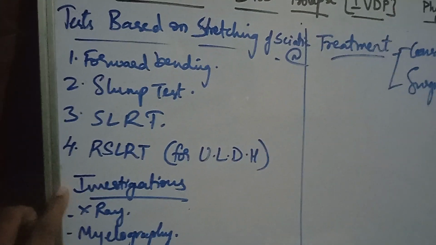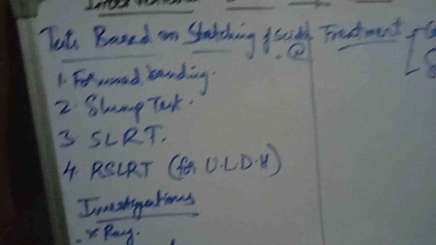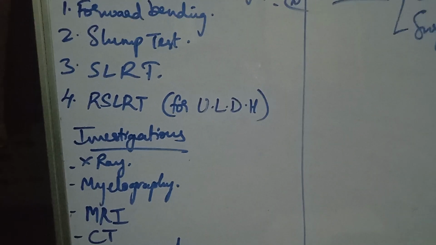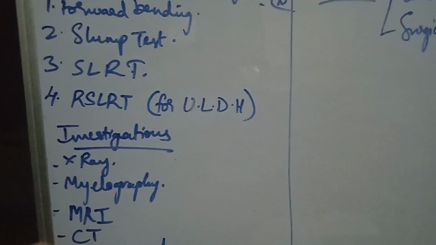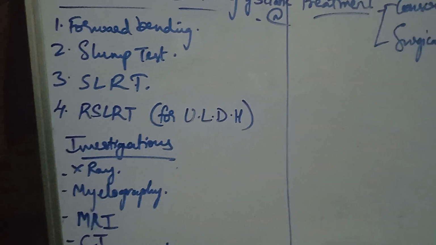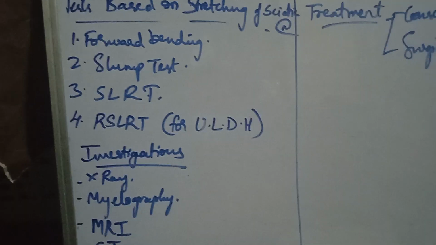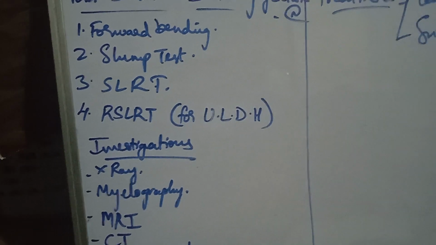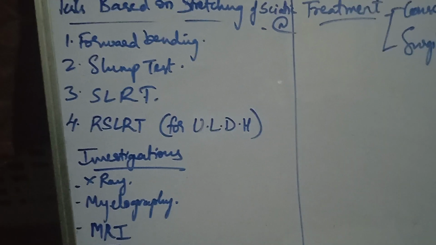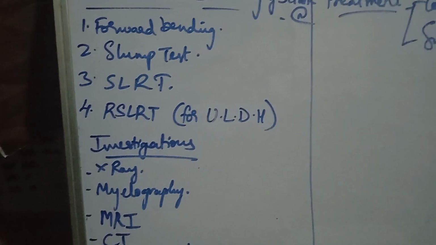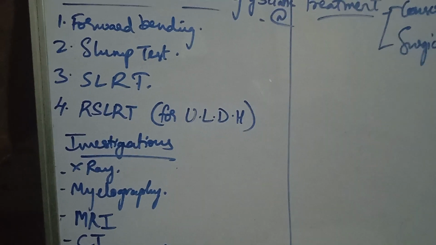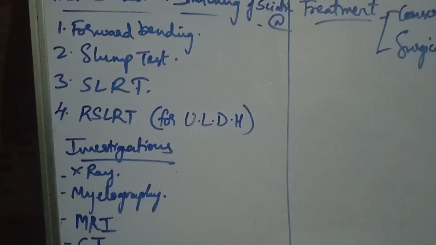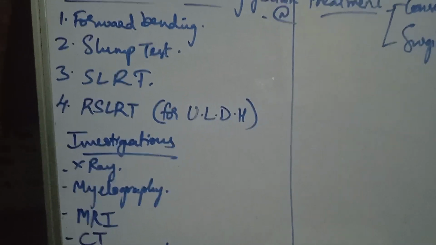Next, investigations. In investigations we see the X-ray. X-ray is not that reliable, but we take it to identify the disc space, that is the space between the vertebrae, and whether there is any osteophyte formation, any old fractures, or any TB spine. To rule that out, we take an X-ray of the lumbar spine, with anterior and lateral views of the lumbosacral junction.